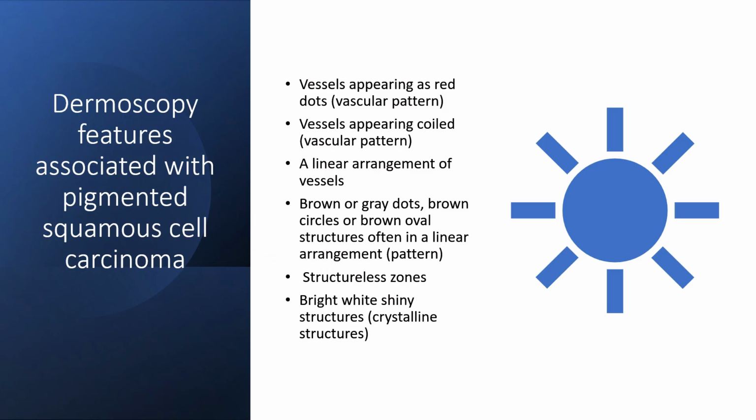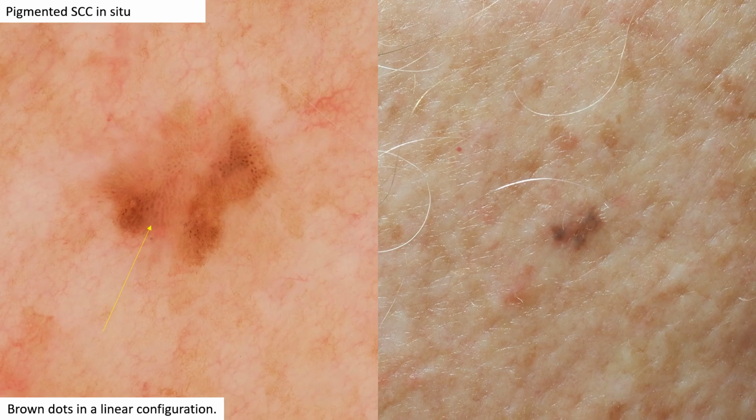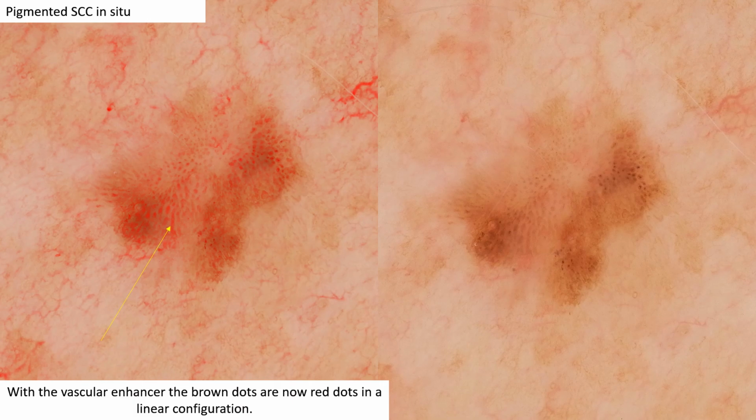What about the dermoscopy features associated with pigmented squamous cell carcinoma? Here, these are the features. With the CASIO camera, we see these brown dots in a linear configuration. If we now incorporate the vascular enhancer, we see actually that these brown dots are now red dots.